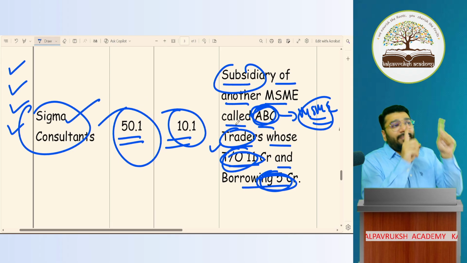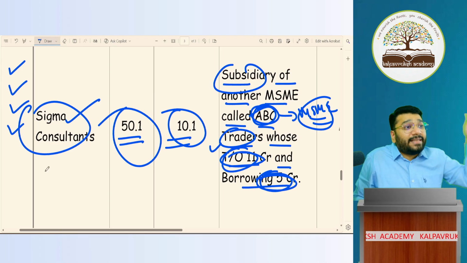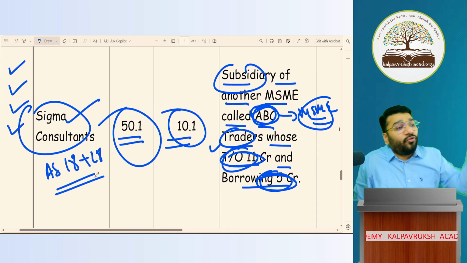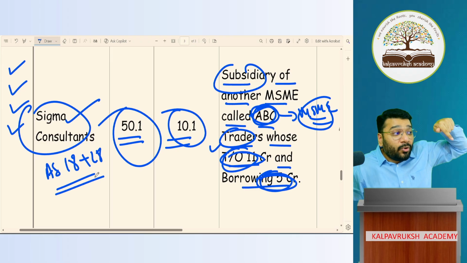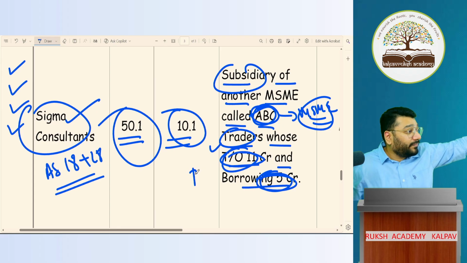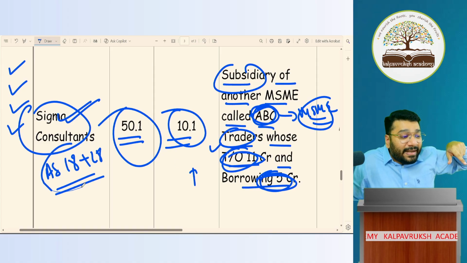ABC Traders is also MSME. Both are MSME. But Sigma Consultant is not exempted from 18 and 28. So AS 18 and 28 it has to follow, because turnover is more than 50 crore and borrowing is more than 10 crore. So Sigma Consultant, should it comply with 18 and 28 or not?